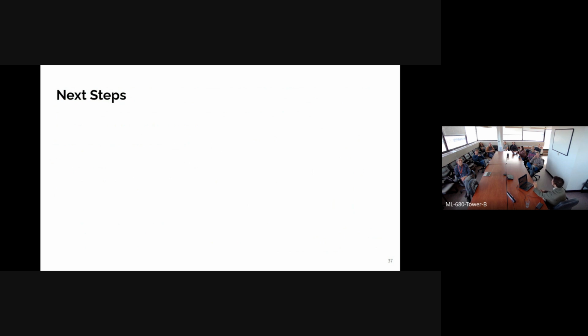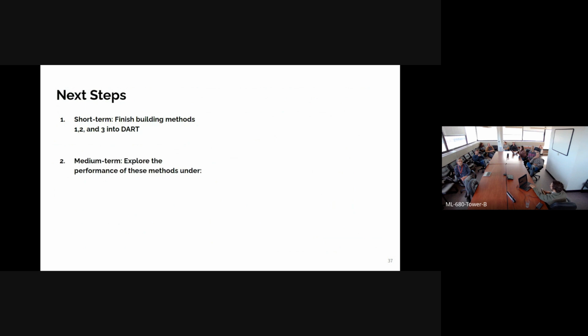So, a quick set of next steps on this project. I've provided a brief overview of the three methods that I've been looking at to address this problem. For the next month, the rest of my stay here at NCAR, my plan is to finish building these three methods into DART so that we have a nice sandbox to test them under various different issues.